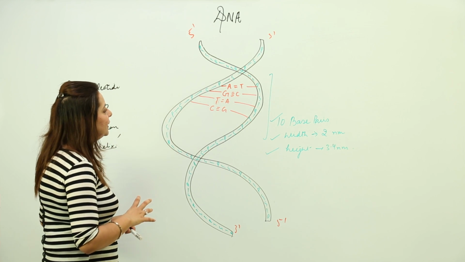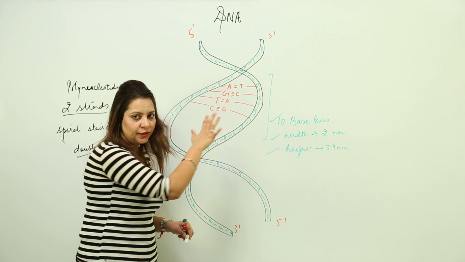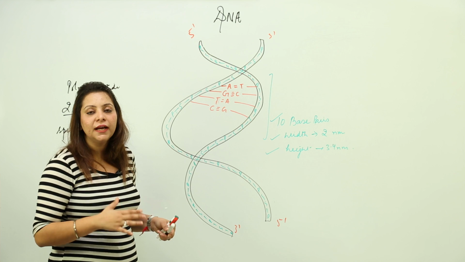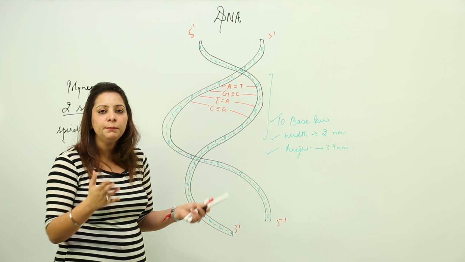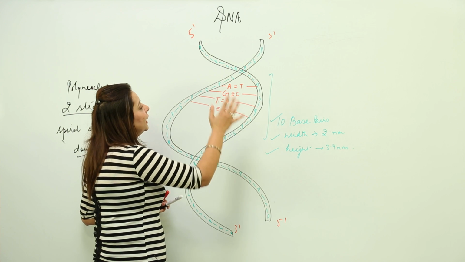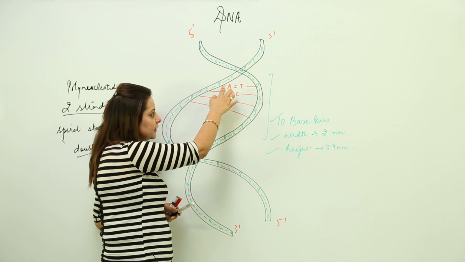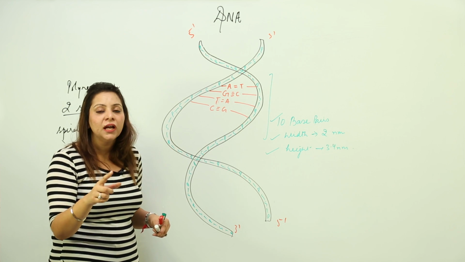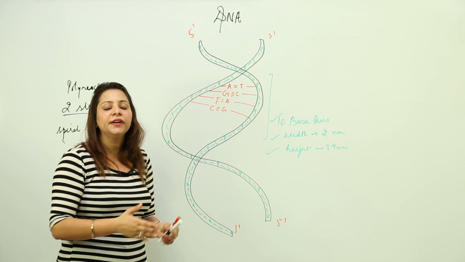In this we can see that the two strands are linked to each other, and how are they linked? They are linked by the bonding between the base pairs, that is, the nitrogenous bases. So if a purine appears at this place, then at the similar place on the next strand there is a pyrimidine, and they are linked by specific hydrogen bonds.